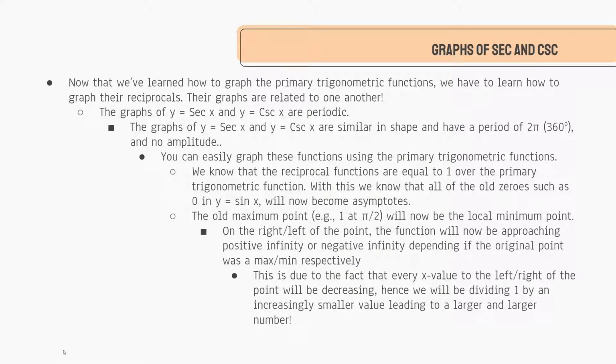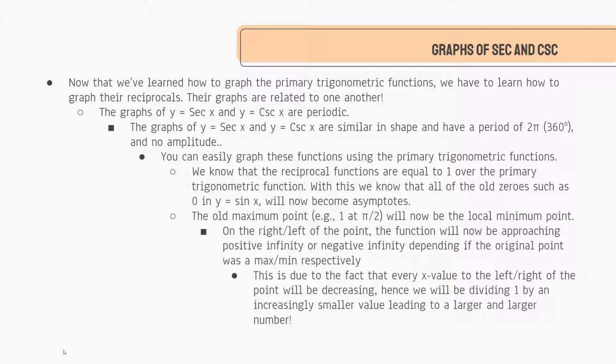With that, we also know that all the old zeros in our primary trigonometric function are now going to become asymptotes, since now those zeros are in the denominator. What else we know is that all the old maximum points will now become the local minimum points, and vice versa. So all the old minimum points will now become the local maximum points. In case you're wondering what this is, I will now show it to you.